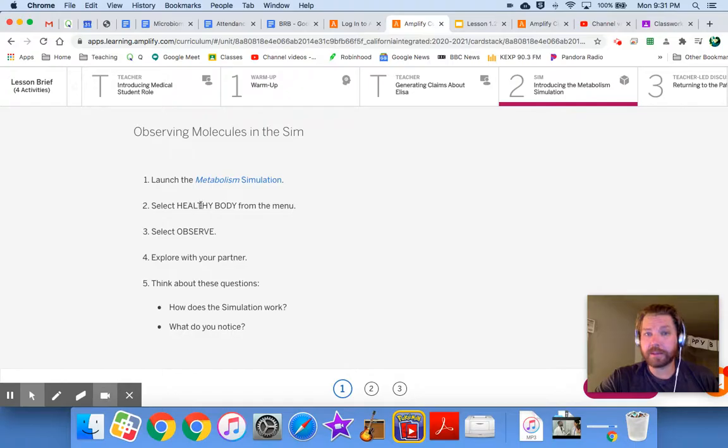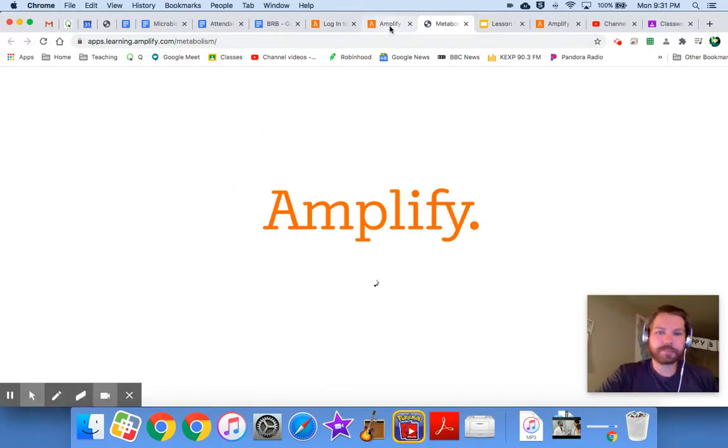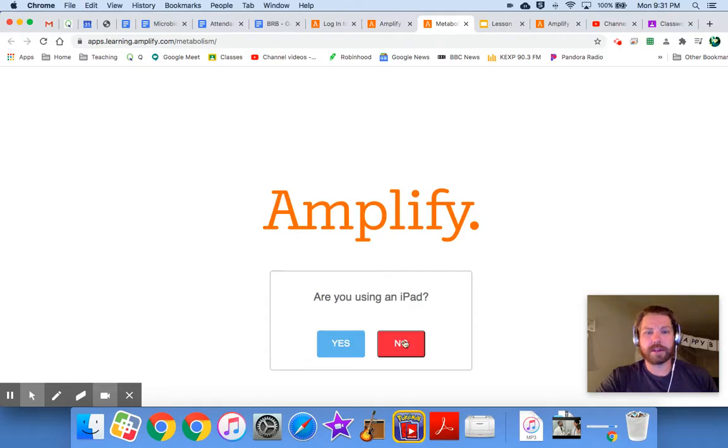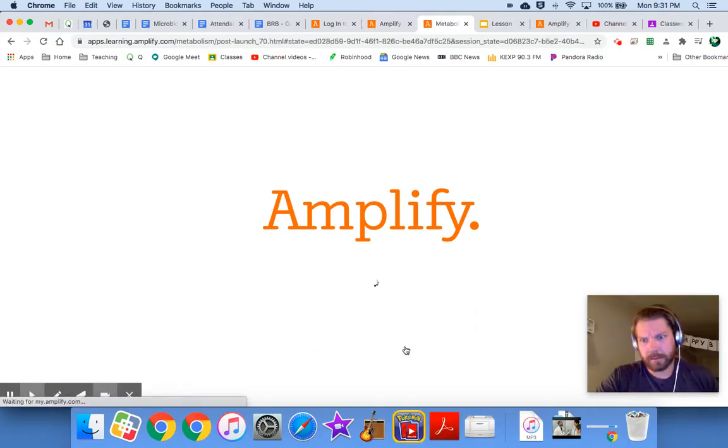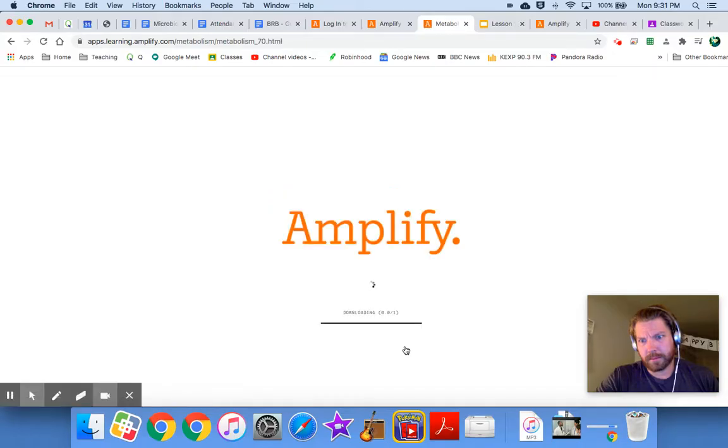So follow these directions. Select healthy body from the menu. In fact, why am I not opening it right now? I will, so we can take a look. Apparently it takes its time because it's worth it. That's why.